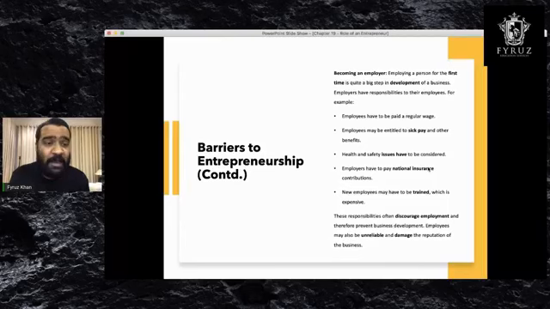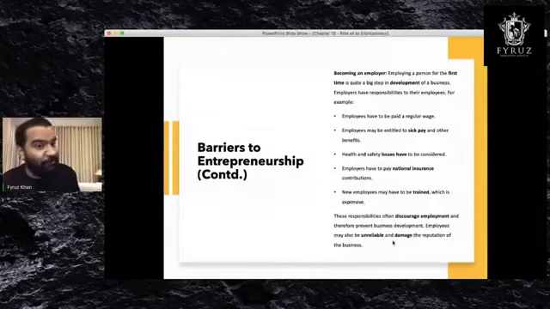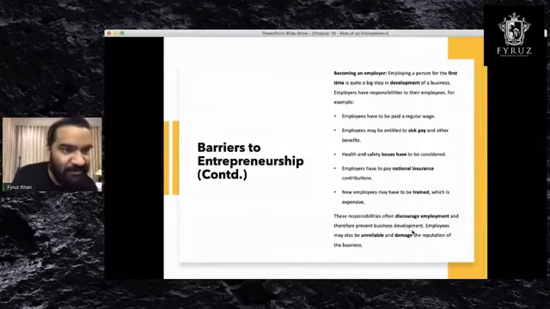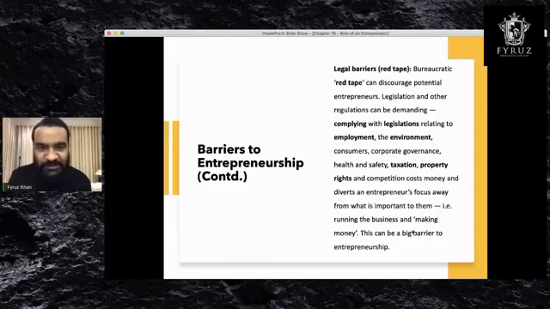Okay, employees need to be trained, so there's a lot of responsibility for an employer. You have to pay them on time, you have to train them, taxes are involved, sick pay is involved, health and safety issues, or any other issues. And sometimes employees may be unreliable, they may damage the reputation. So you have to be very careful about what kind of skills you're hiring, what kind of labor you're hiring. Okay, so that is barriers to entrepreneurship.